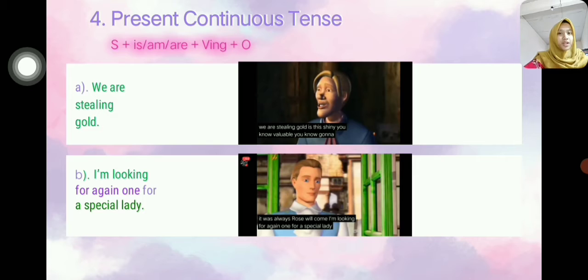Number 2: I'm looking for again one for a special lady. I am looking is subject plus am plus verb ing. A special lady is object. When Madame Carp looks at the clothes, there is someone coming in. She thinks it is Princess Anneliese, so she said, I'm looking for one again for a special lady. This tells that this action is still going on.